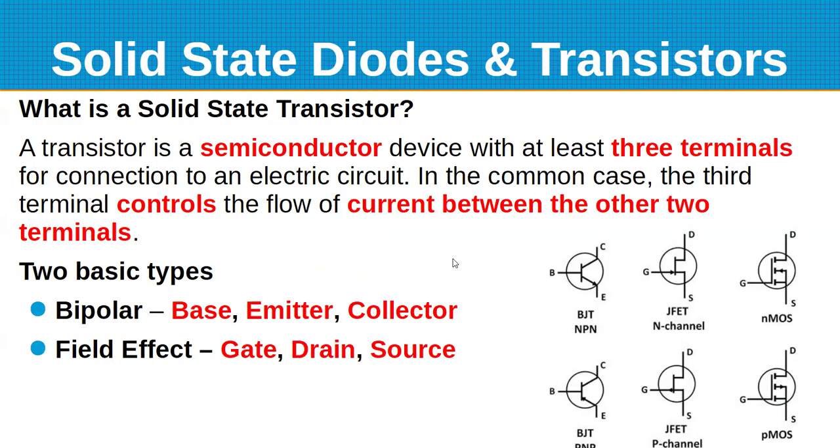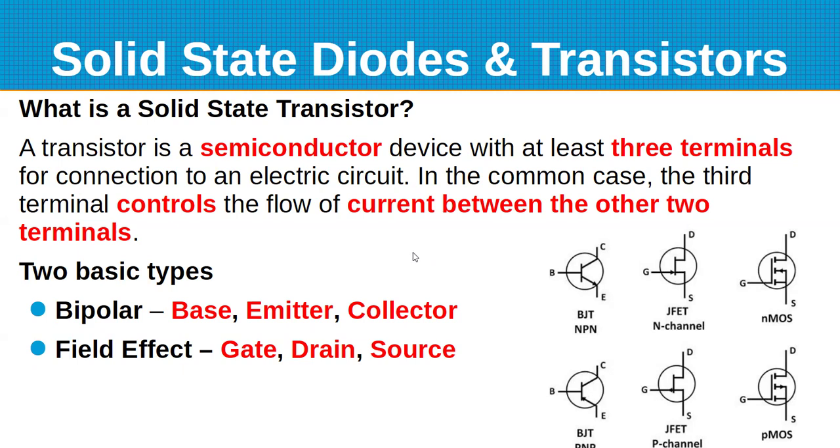Okay, so now that we've got a diode, somebody decided, well, what if we take a third piece of semiconductor material and add it, and maybe we can do something useful. So they came up with what we call a bipolar transistor by taking our PN junction diode and adding another piece of N material on the other side. So now we have an NPN sandwich.